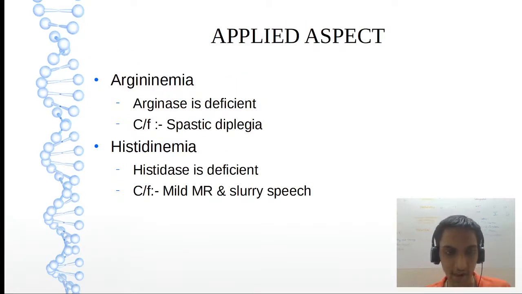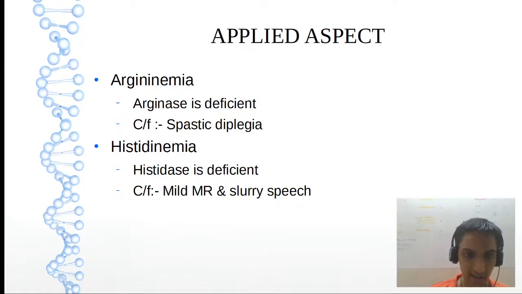Let us see the applied aspect. Just remember 2 things, argininemia and histidinemia. I told you in the urea cycle regarding argininemia, where arginine was more in the blood. The enzyme is arginase. What was it converting? Arginine to ornithine, and water to urea, right? Remember this, spastic diplegia. So there can be frequent muscle spasm. More arginine leads to paralysis of the muscles.